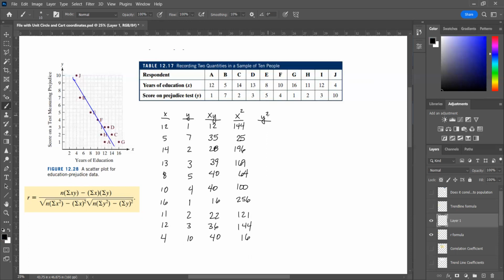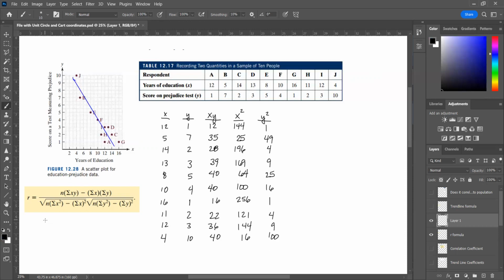Now I need to square the y values. So looking at the column of y values, I'm going to square each one individually. 1 squared is 1. 7 squared is 49. 2 squared is 4. 3 squared is 9. 5 squared is 25. 4 squared is 16. 1 squared is 1. 2 squared is 4. 3 squared is 9. And 10 squared is 100.